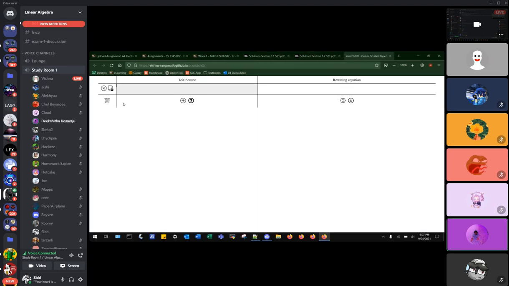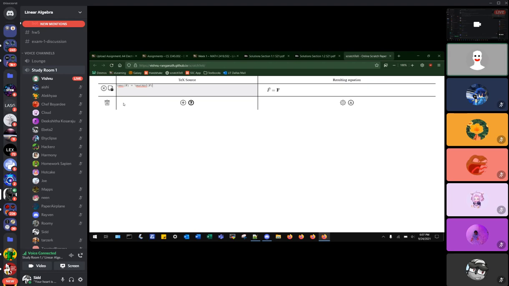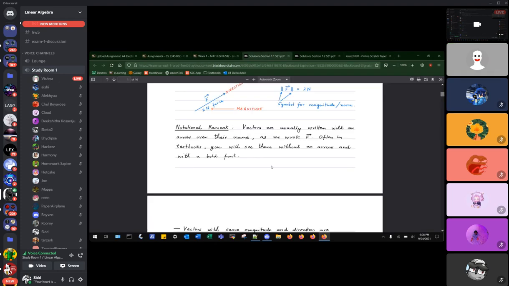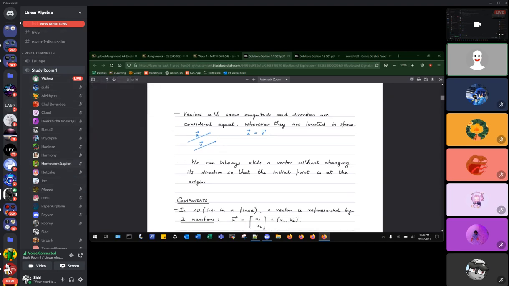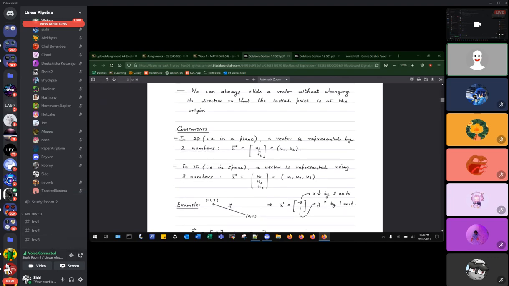So something like this. These are two different ways of writing vector f. Pretty self-explanatory. Two vectors are equal if and only if they have the same magnitude and direction, no matter where they are. They have components, 2D or 3D. They're represented by a column vector, or an n by 1 matrix.